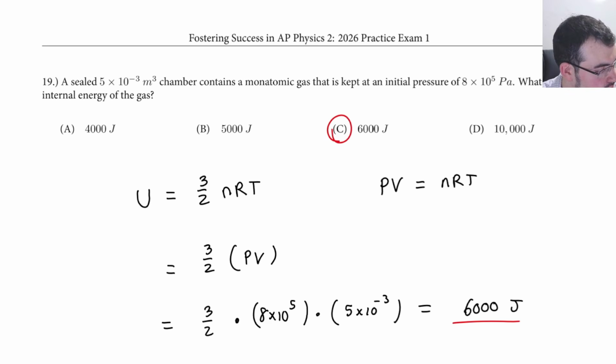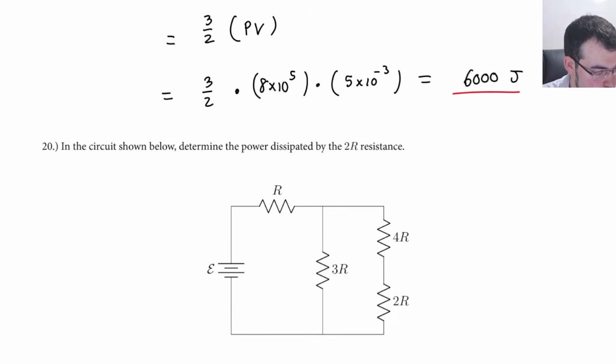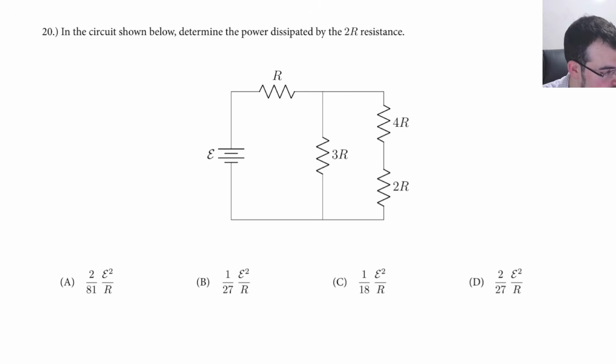One substitution makes this level 2. All right. This might be excessive. Sorry about this one. In the circuit shown below, find the power dissipated by the 2R resistance. This is just a whole bunch of circuit analysis. Well, we know that what makes this easier is just to find REQ.